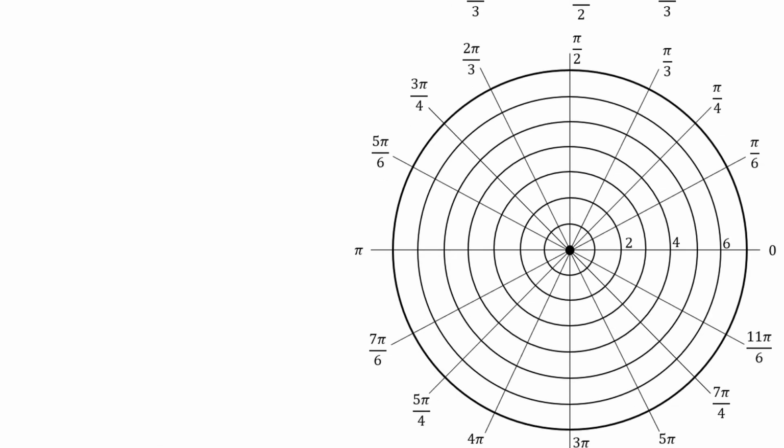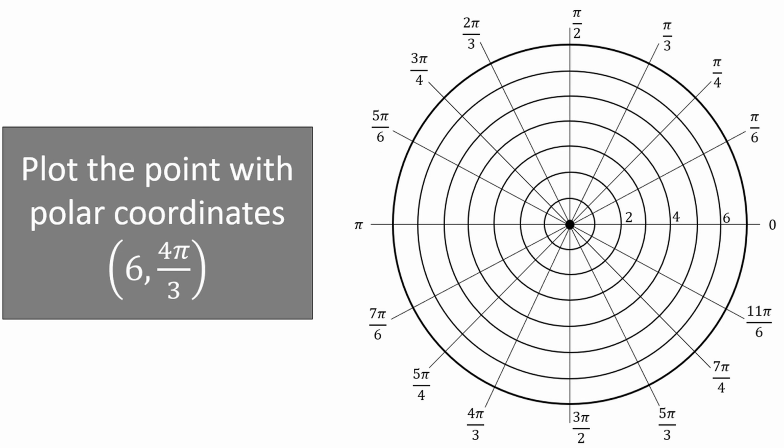Let's try another one. Say we are asked to plot the point with polar coordinates 6, 4 pi over 3. So we must go out 6 units in the 4 pi over 3 direction. So where is 4 pi over 3? Well, 4 pi over 3 would be down here in the third quadrant. So we must go out 6 units. So that's going to be 6 circles: 1, 2, 3, 4, 5, 6. So this would be our point right here: 6, 4 pi over 3.